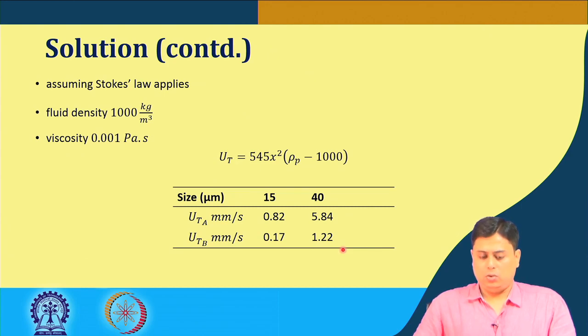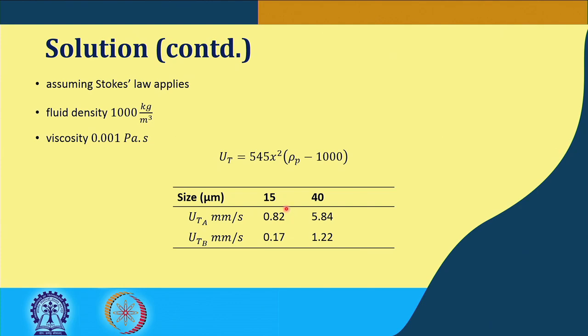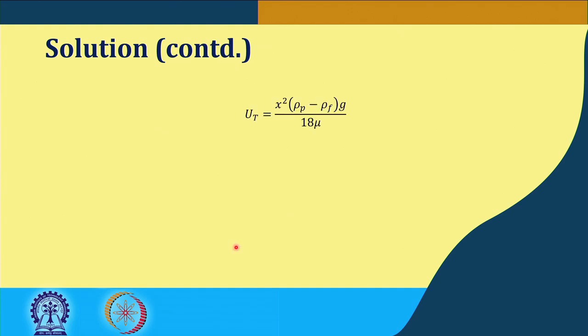I hope you got this point, that here the 15 micron particle of the heavier material will fall in between these two extremes of material B. So complete separation by air or water is not possible.